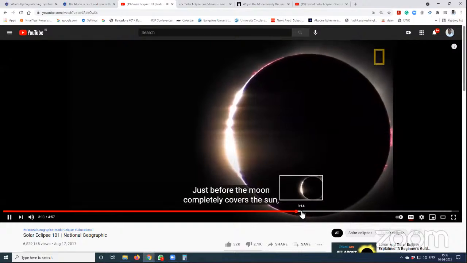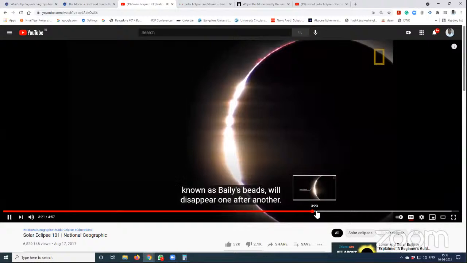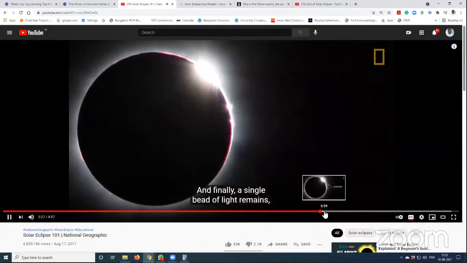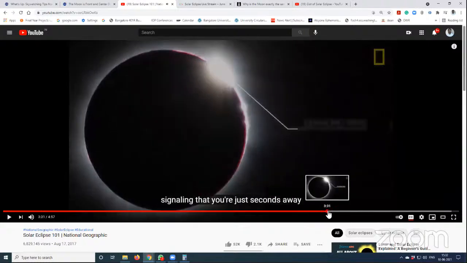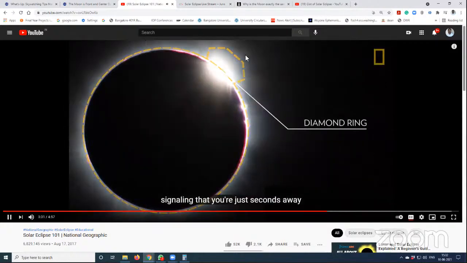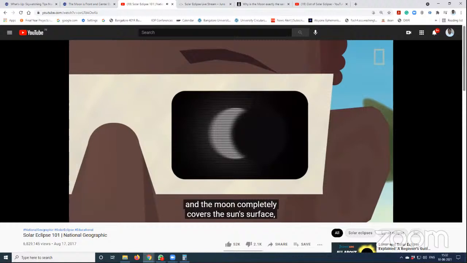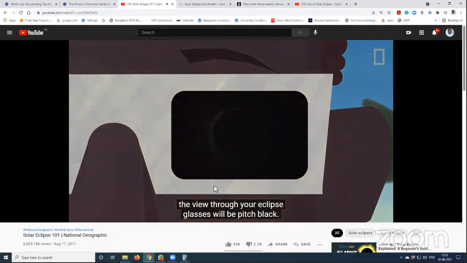Just before the moon completely covers the sun, low-lying valleys on the moon let sunlight pass through. These beads of light, a single bead of light that remains, are known as the diamond ring, signaling that you're just seconds away from experiencing totality. Once the last bead disappears and the moon completely covers the sun's surface, the view will be pitch black.